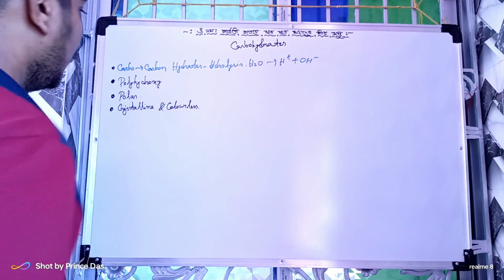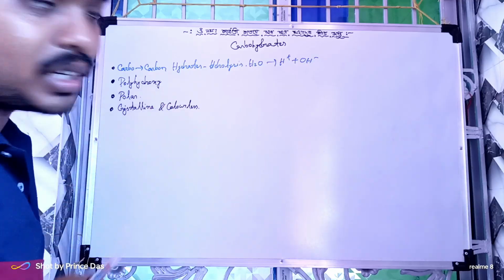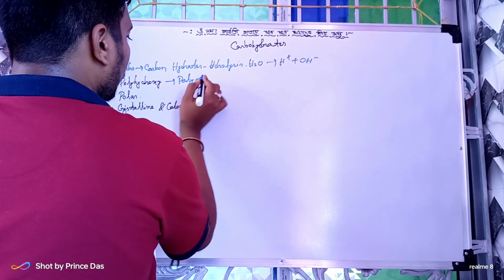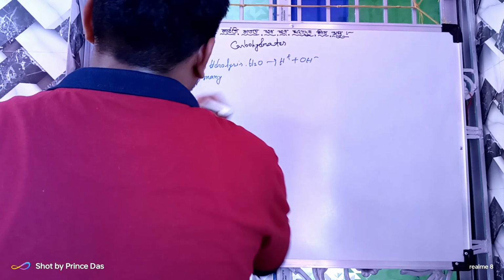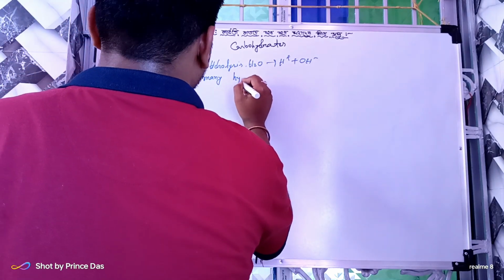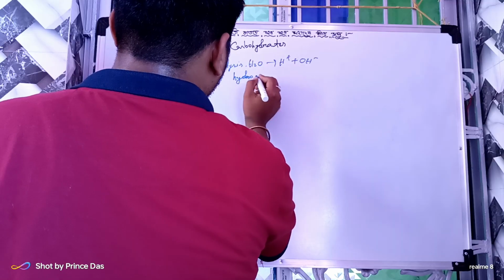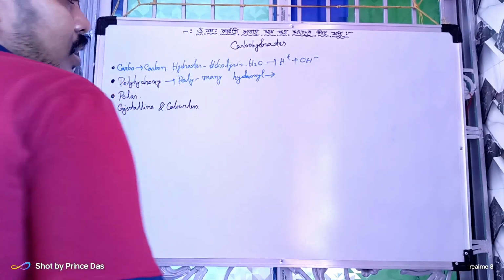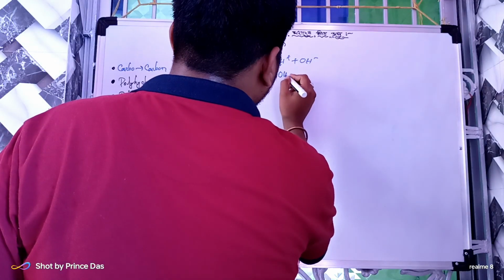It is polyhydroxy. A polyhydroxy group is there. Poly means many, and hydroxy means what? OH group.